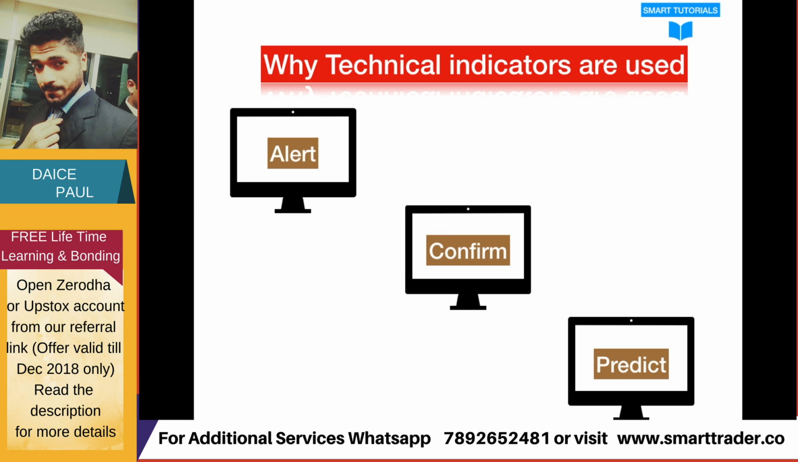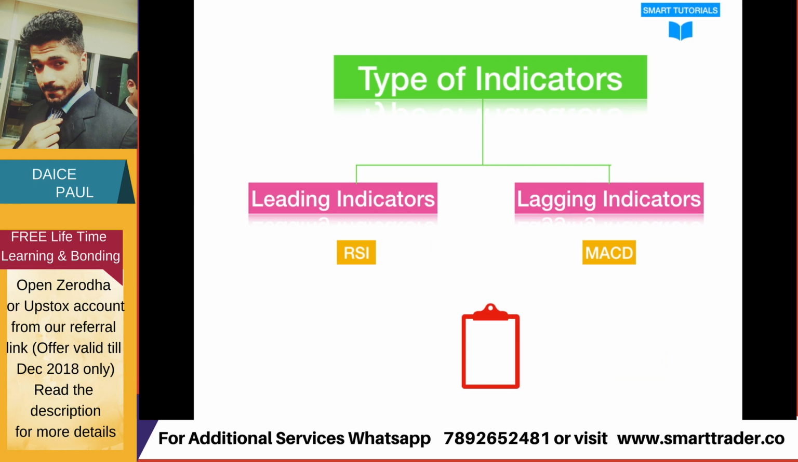So that was mainly why we should use indicators. So these are the 3 main functions I would like to mention when I say why we should use a technical indicator. Now if you ask me what are the types of indicators, we have mainly 2 types of indicators. One is leading indicators and one is lagging indicators.